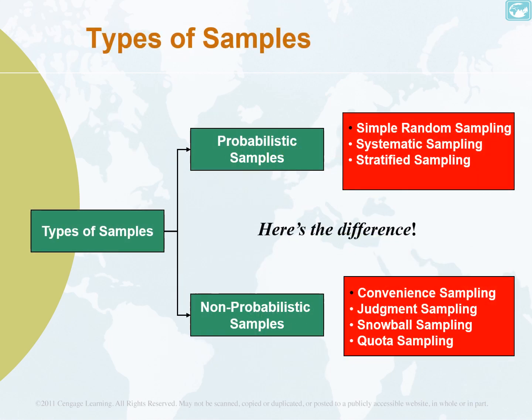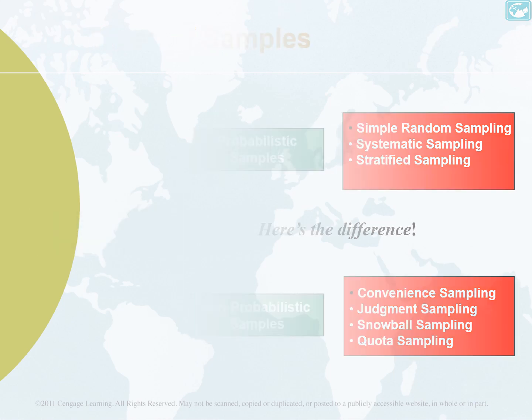So there are different types of samples: probability samples versus non-probability samples. What's the difference here? For probability samples, every respondent, every person, every subject gets some statistical chance to be called upon. You can have simple random sampling, systematic sampling, or stratified sampling. Non-probability samples include convenience sample, judgment sample, snowball sampling, and quota sampling. Let's look at some others here.